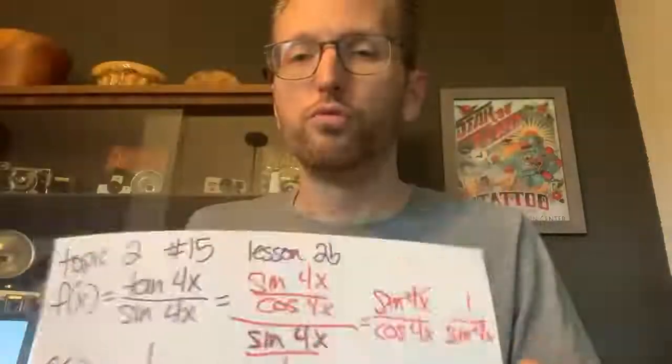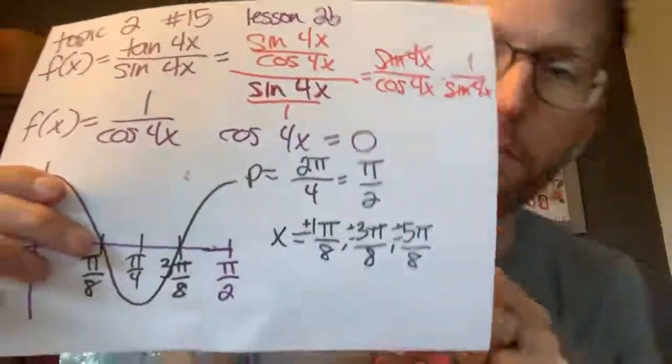So basically the zeros of cosine 4x are odd pi over 8s. 1 pi over 8, 3 pi over 8, 5 pi over 8, and so on. And all of the negatives too, plus or minus.